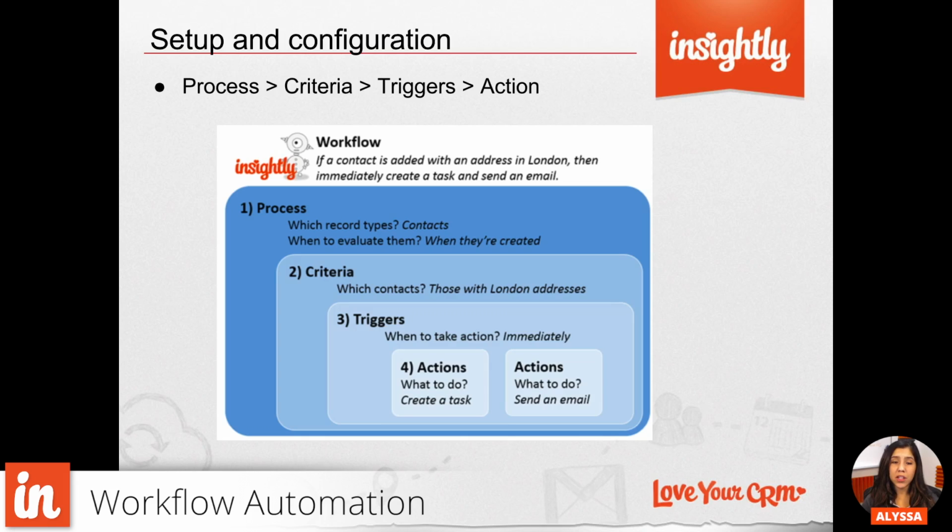Going inside one, you'll see criteria. Criteria allows you to determine what specific information Insightly needs to look out for. So here in this example, it's saying that the process has chosen contacts as the designated record type, and that the criteria is saying specifically that this workflow will work with contacts that have a London address. Next is triggers. Here you're going to be configuring when you want an action to take place, whether it's immediately or in a couple of days.